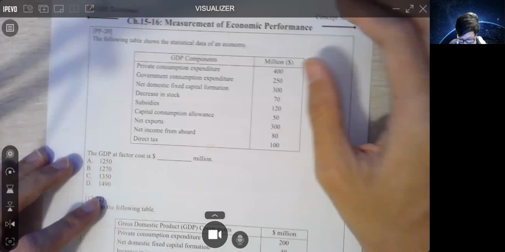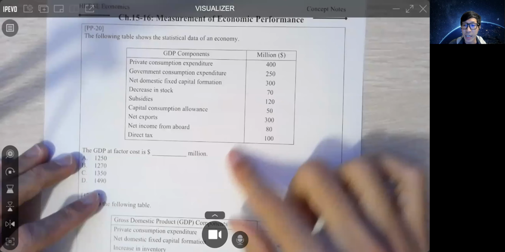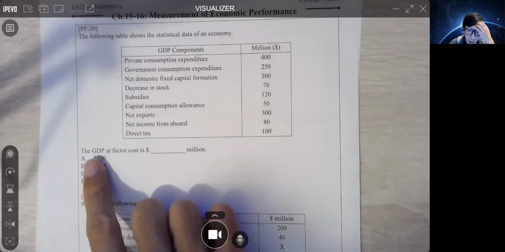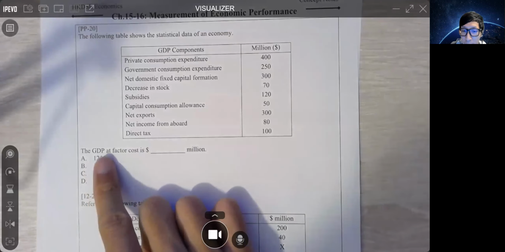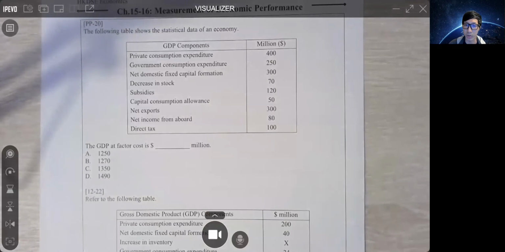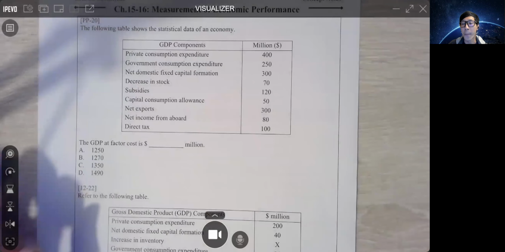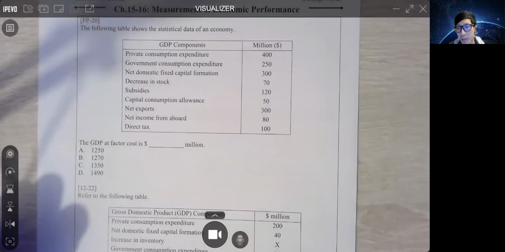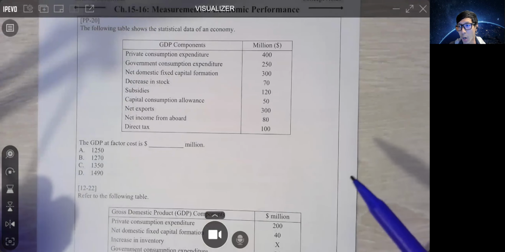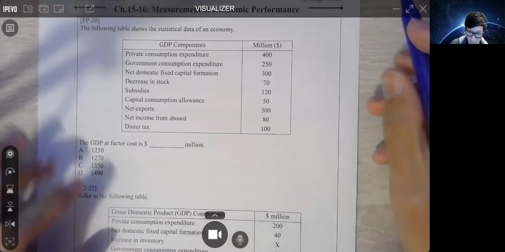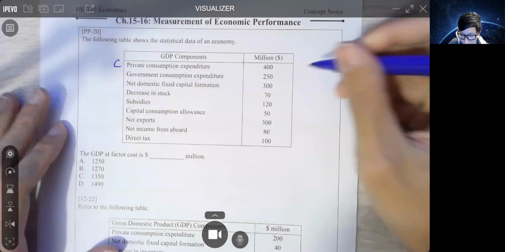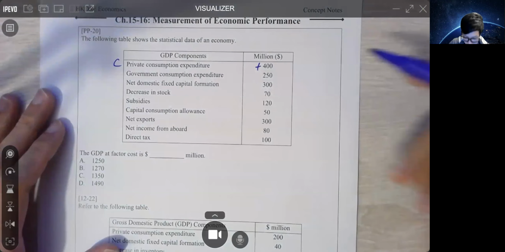Typical example will look something like this, right? You are given this kind of table and you are asked to calculate GDP at factor cost, okay? For this type of table, there is no trick. All you need to do is to identify the items, which component it belongs to, right? Private consumption expenditure. What do we call this? We call this C. So this is a positive. Then government consumption expenditure G.